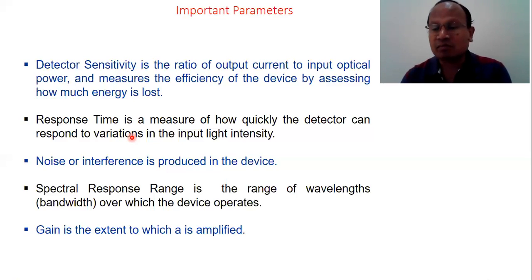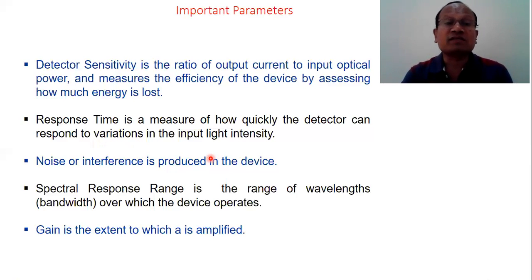So response time means how much time it takes to respond to the variation or change in the input optical signal. Noise or interference is the third term, which is produced in the device, maybe due to a number of factors. Interference is also an unwanted signal. Noise is an unwanted signal.